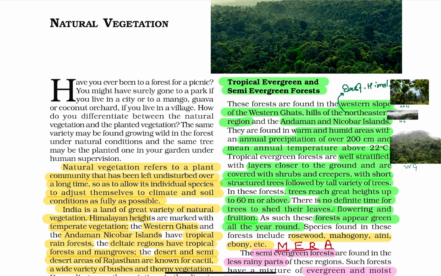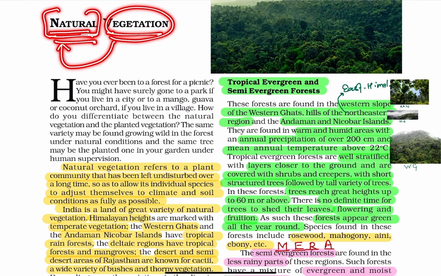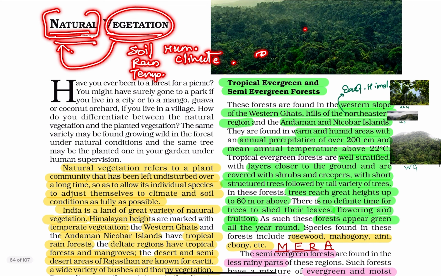So that is the natural vegetation, which is natural, right? It's not human vegetation, it is natural vegetation, because it is growing by the aid of nature only. Nature is deciding the fate of the vegetation, right? It can be soil, it can be rain, it can be temperature, it can be humidity, it can be climate, anything, but nature is deciding the fate of the vegetation, right? Humans are not deciding.